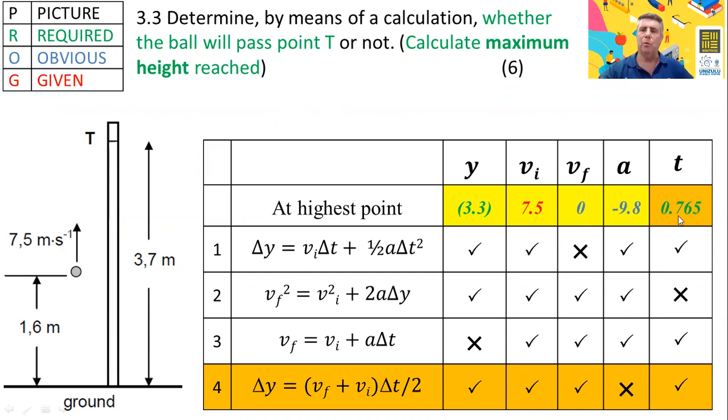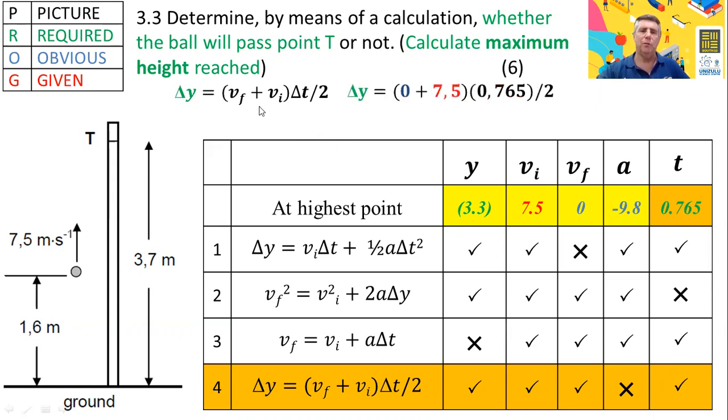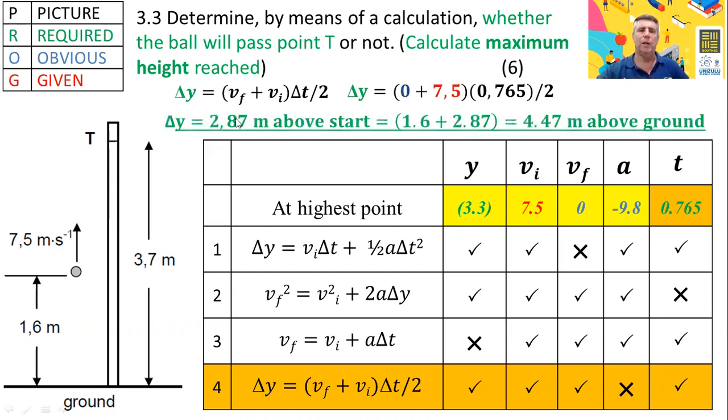So we now know about all the variables. So again, we can choose any of the equations. But once again, my advice is to use the simplest equation without any squares or anything like that. And in this case, delta y is (v final plus v initial) times delta t over 2. Put in the values, final velocity 0, initial velocity 7.5, delta t carried forward, divide by 2. We get delta y is 2.87 meters above the starting point.